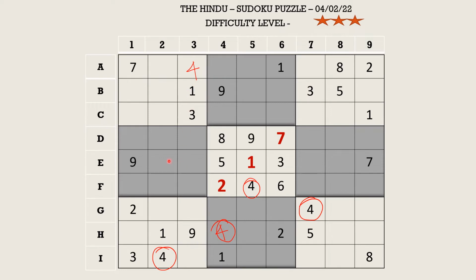If you analyze E row, E2 is blocked by this 4 here, then E3 is blocked by a 4 here, E7 is blocked by a 4 here, so E8 is the only cell where 4 can be. Now this 4 blocks this cell and this 4 blocks these 2 cells in the third block, and so B9 takes 4.